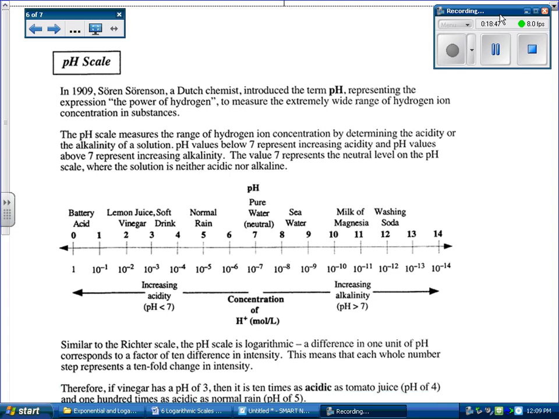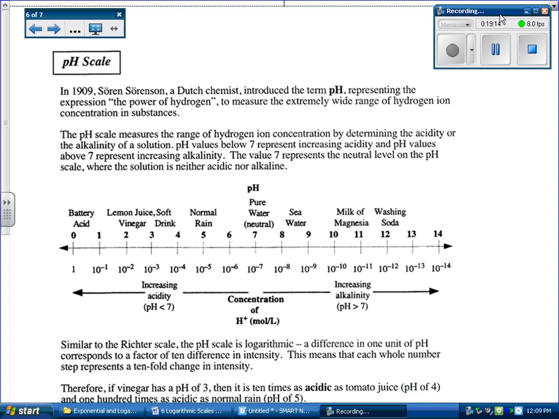So the pH scale has been around since about 1909. It was invented by a Dutch chemist named Søren Sørensen. The expression pH stands for power of hydrogen, because it measures an extremely wide range of hydrogen ion concentration in substances, from very, very acidic substances to very, very alkaline substances. So it measures the range of hydrogen ion concentration by determining the acidity or alkalinity of a solution.